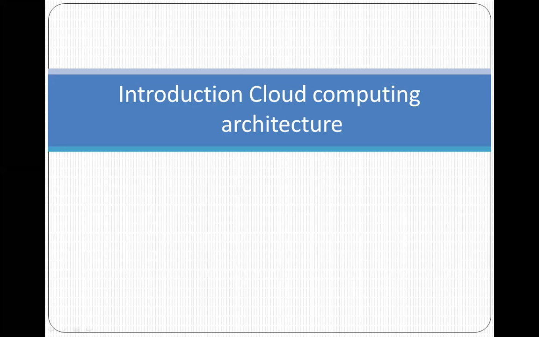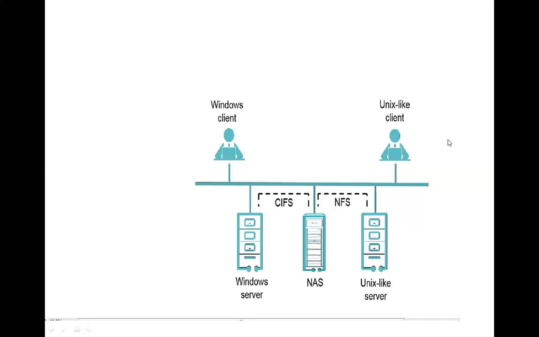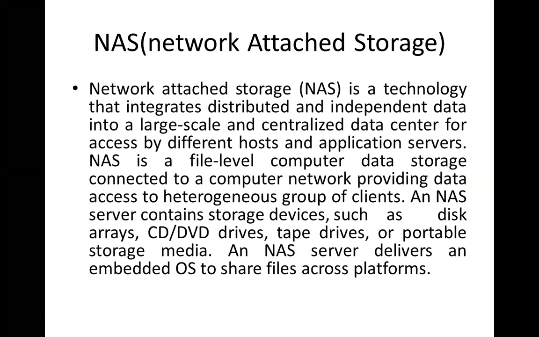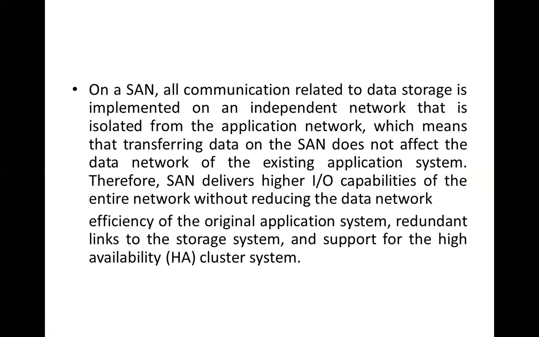So the SAN, storage area network, with blocks as the data access unit, is a dedicated high-speed storage network that is independent of the service network system. Which type of storage supports high availability of the network system? I have discussed here that this is SAN. So SAN supports the high availability.